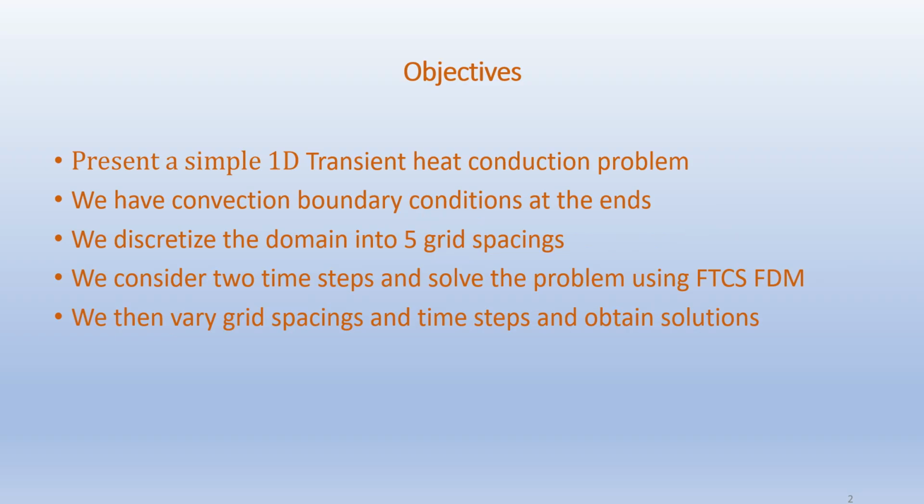Our objectives are to present a simple 1D transient heat conduction problem. We have convection boundary conditions at the ends. We will discretize the domain into say 5 grid spacings. We will consider two time steps and solve the problem using the FTCS finite difference method. We then vary grid spacings and time steps and obtain solutions.